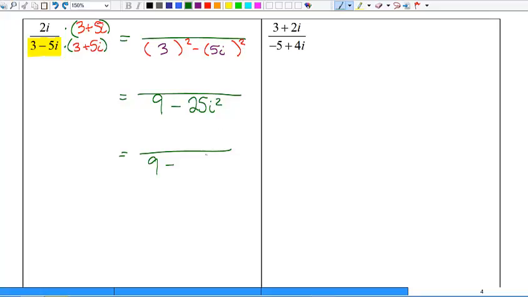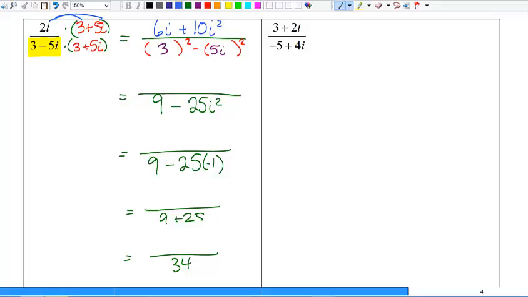We know that 25i squared turns into 25 times negative 1, so 9 plus 25, which is 34. Now that I have successfully got the i's out of the denominator, that makes me very happy. I can go back and distribute the numerator, which gets me 6i plus 10i squared. We know that i squareds can be turned into negative 1s. So 6i minus 10. Minus 10, that's a real number. That needs to go in front.